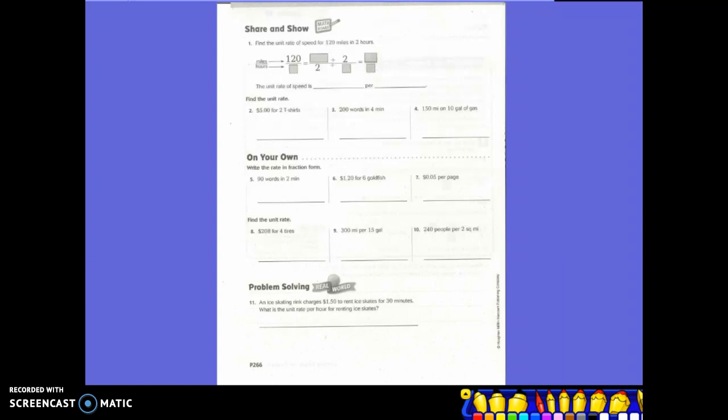Okay, find the unit rate of speed for 120 miles in 2 hours. So you have 120, and you're going to go 2 hours. You're going to divide by 2, because we want this to be 1. 2 goes into 120 60 times. 2 goes into 2 once. So the unit rate is 60 miles per hour.